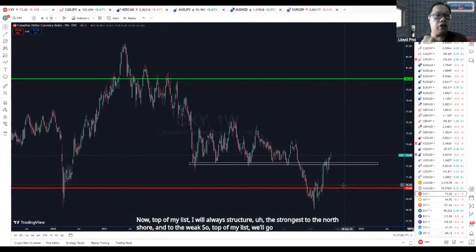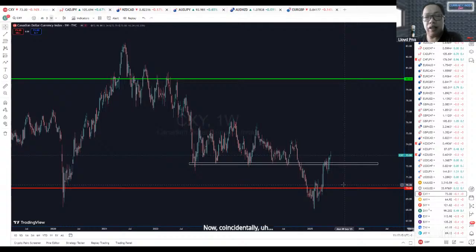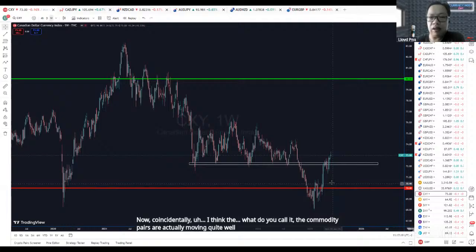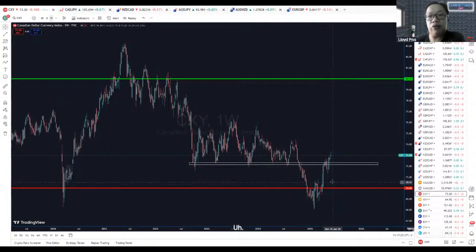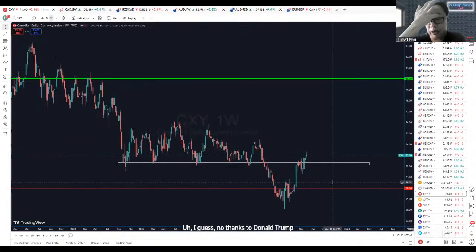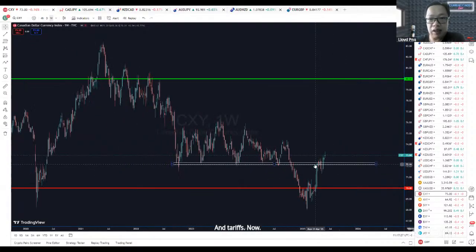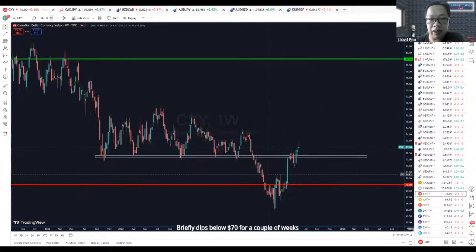I think I'll be looking out for the Canadian dollar. Now, coincidentally, the commodity pairs are actually moving quite well at the moment. I guess no thanks to Donald Trump with all his threats and tariffs. Now with the Canadian dollar, you can see that price has gone down. It briefly dipped below 70 for a couple of weeks and then came back up. And now it has broken and retested.